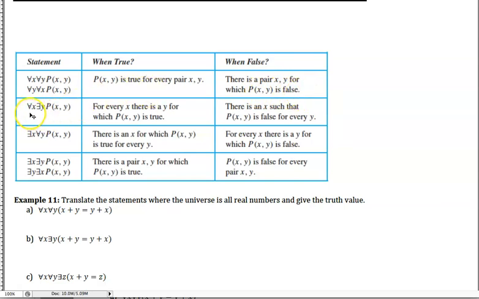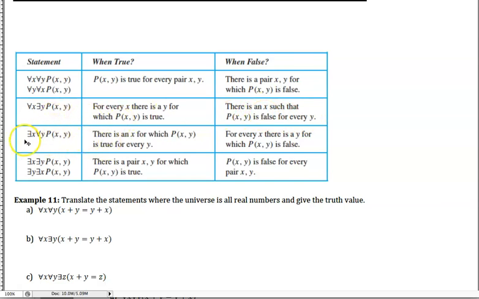If I mix a universal and existential, then the order is going to matter. It's going to have a different meaning depending on which one comes first. So for this case right here, it says that for every x, there exists a y for which P(x,y) is true. And it's going to be false if there is an x such that P(x,y) is false for every y. So you're sort of negating both the universal and the existential.